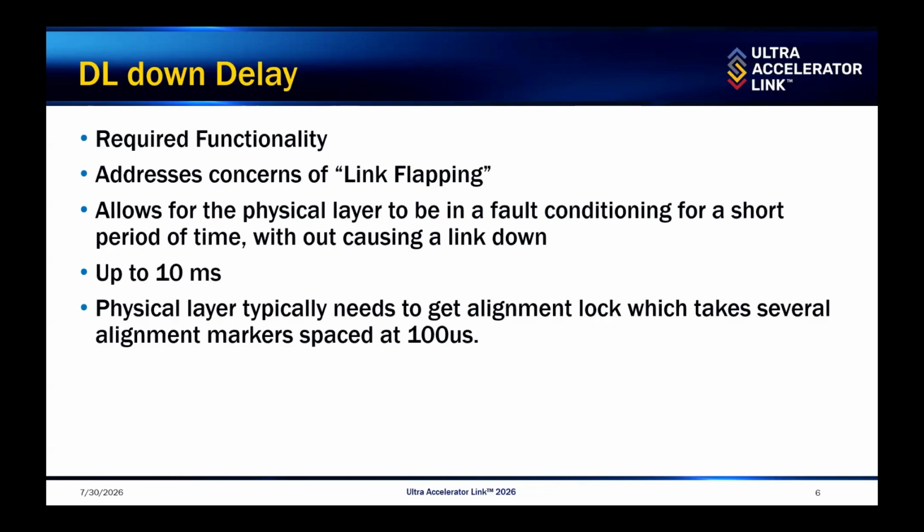So we came up with the idea that we should really have the ability to tolerate the physical layer needing to regain alignment without taking the data link layer down. So we introduced an ECN that would allow up to a 10 millisecond interval where the physical layer is in a fault state. As long as it comes back from a fault state within that 10 milliseconds, it's a programmable timer, but if you've got it set to the max, it would be 10 milliseconds. As long as the physical layer comes back within that timeout period, the link stays up. And the amount of time it typically takes the physical layer to come up would be on the order of several hundred microseconds.